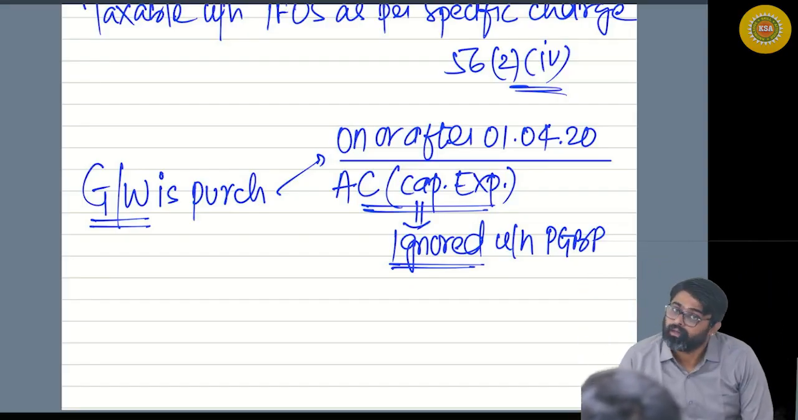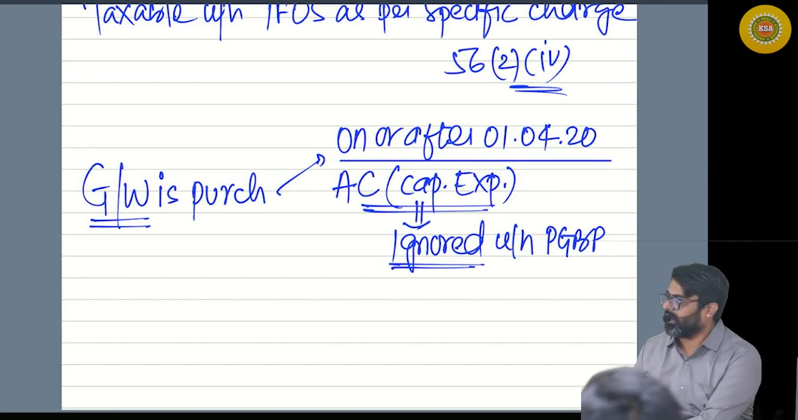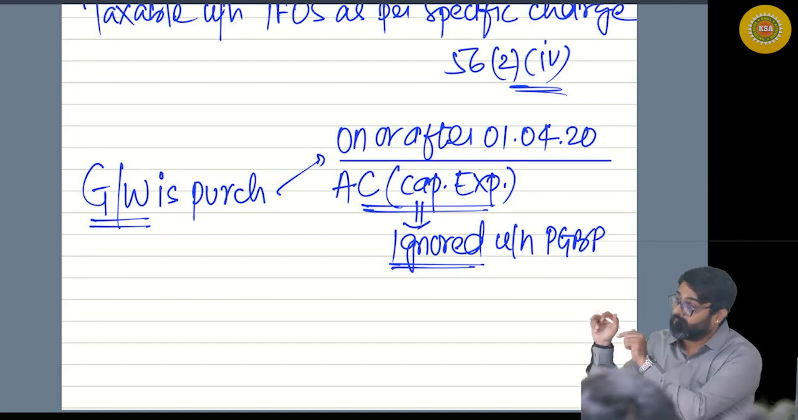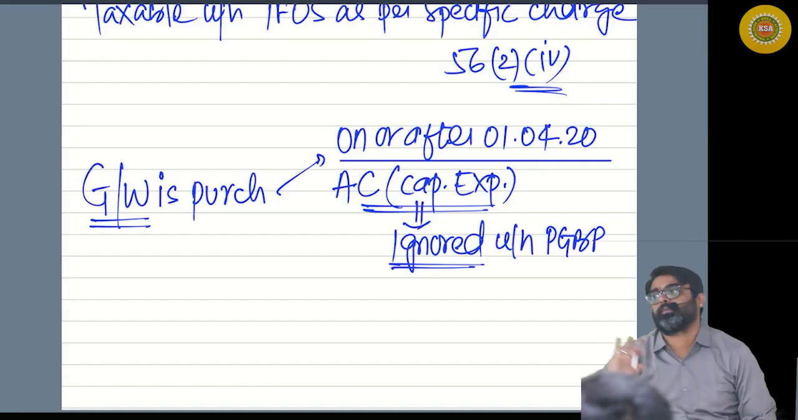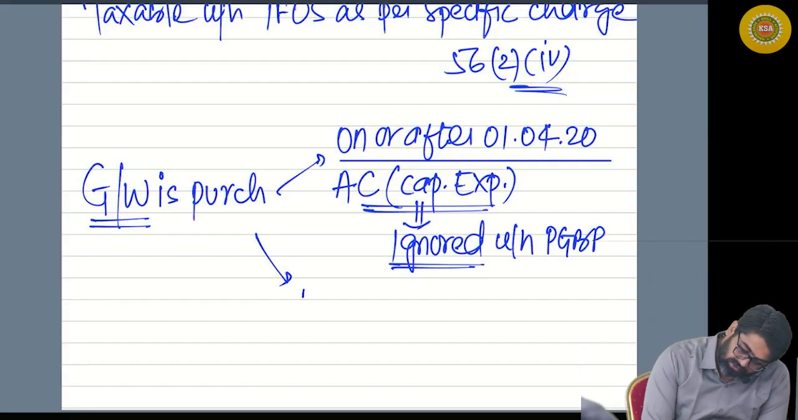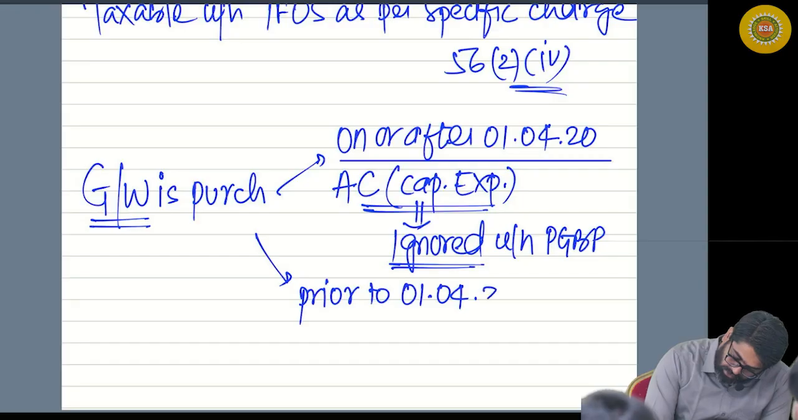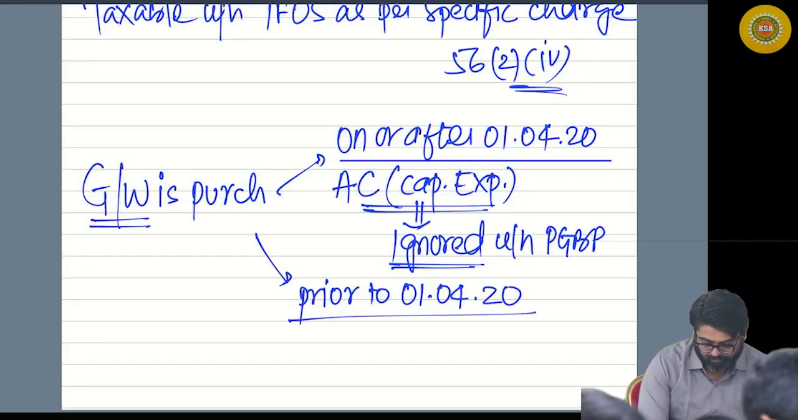Will it be allowed right now or at the time of transfer of goodwill? Under the head capital gain. So don't worry, the cost we are not denying, we are allowing the cost, but we are not going to allow it while calculating your PGBP income. Yes or no? Now tell me, if the goodwill was purchased prior to 1st April 2020, yes or no?